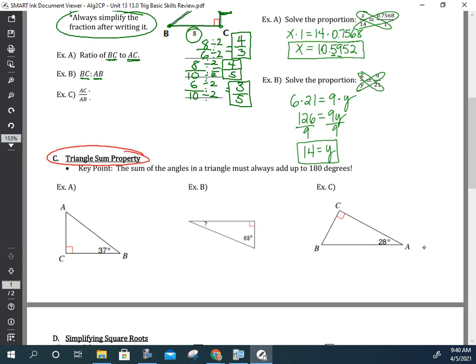All right, part C. Triangle sum property. So the sum of the angles in a triangle must always add up to 180 degrees. Standard principle. All three angles in a triangle have to add up to 180. Now, since we're dealing with right triangle trig, one of your angles is going to have the box on it. So that indicates a 90-degree angle. So one of your angles is 90.